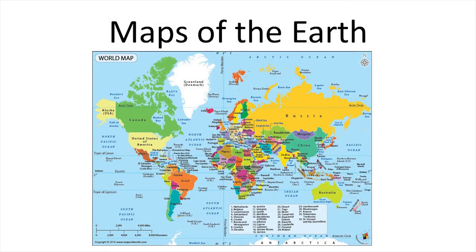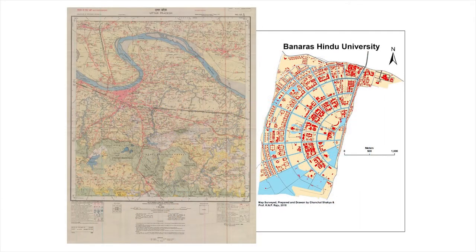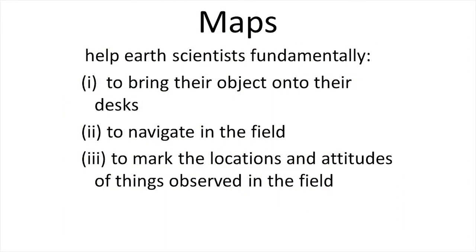So this is a very remarkable discovery and a remarkable knowledge of dividing the earth with longitudes and latitudes. So one point is over, that is the location of our object. And then people gradually started making maps, varieties of types of maps on varieties of scales, small scale maps, large scale maps, very large scale maps with a lot of details. And these maps helped earth scientists, bringing their field, bringing their object onto their desk.